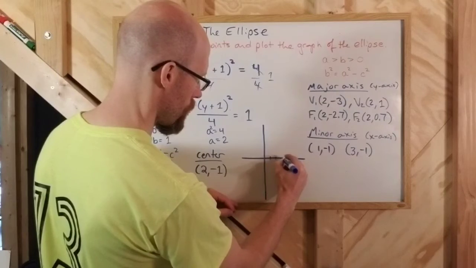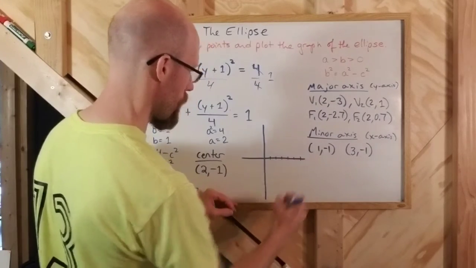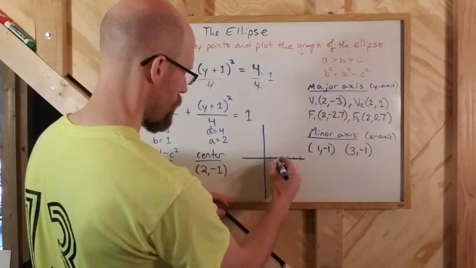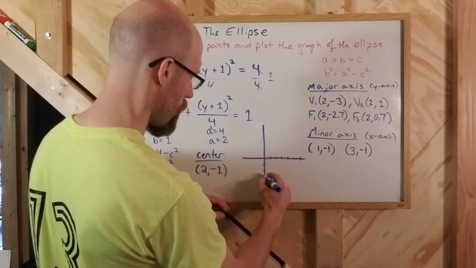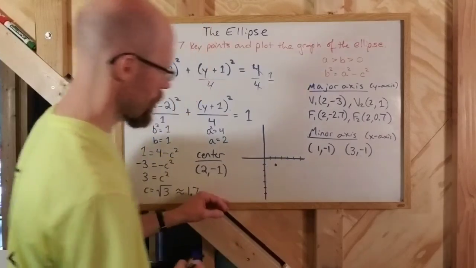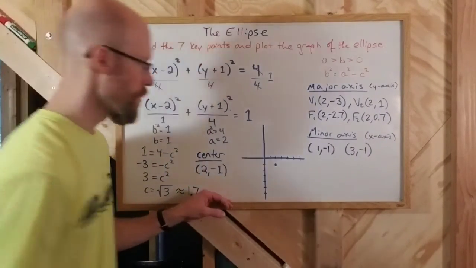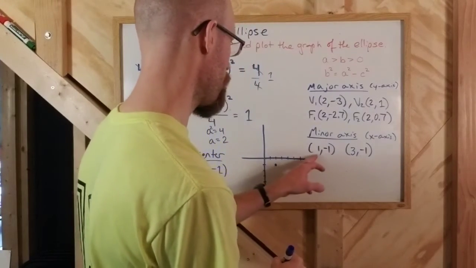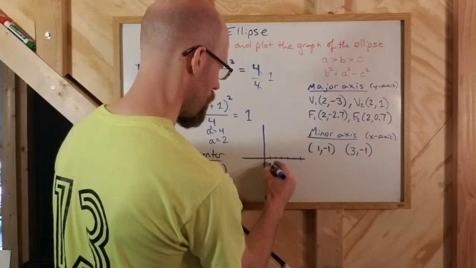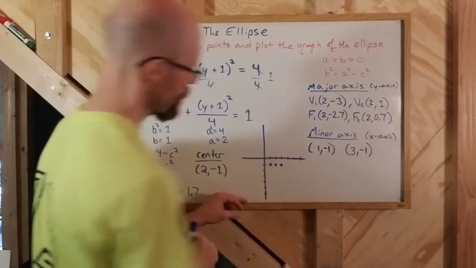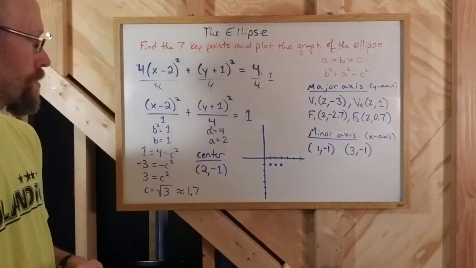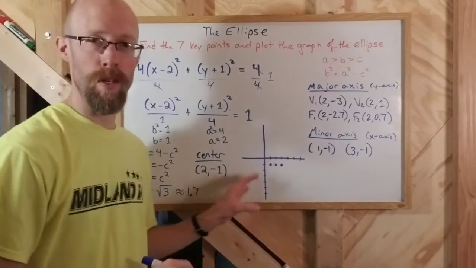So let's go 1, 2, 3, 4, 5, 6. If I go over 2, the minor axis is only 1 unit over from there. So 2 units over, down 1. There's my center at 2, negative 1. Then the 2 points on the minor axis are going to be at 1 comma negative 1 and 3 comma negative 1. So there they are. It's going to be a pretty narrow ellipse. I guess for the graph that I have here, I probably drew the grid too big.